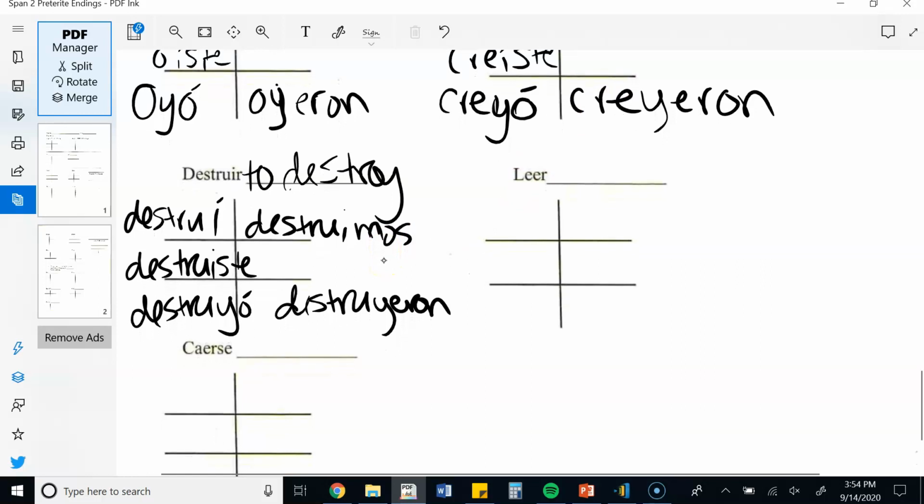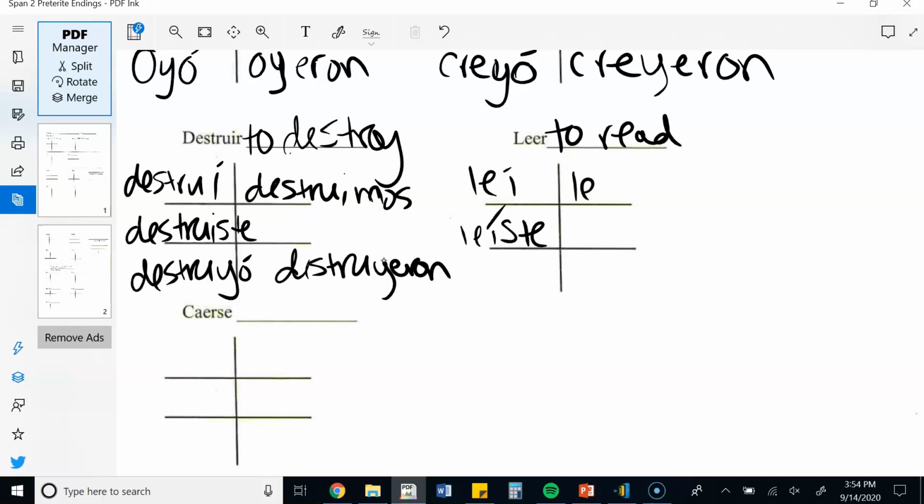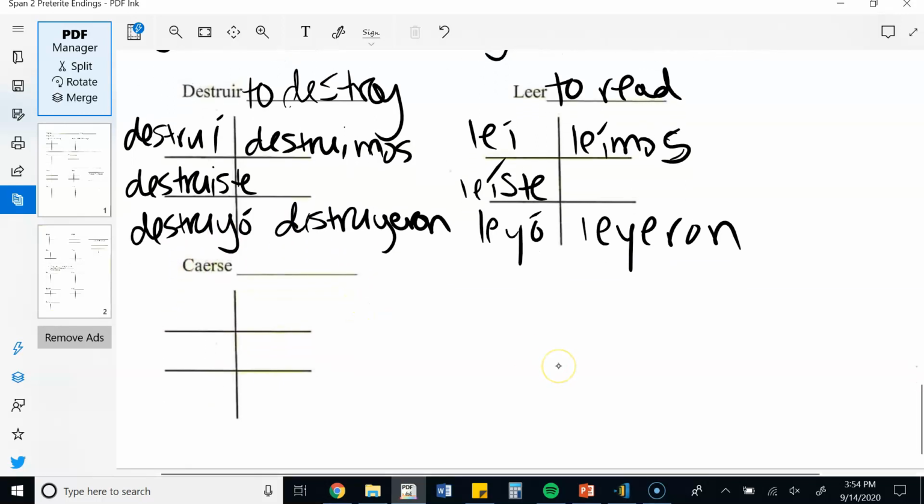All right, leer is similar to oír and creer. Let's fill it out together. To read. Drop my er, leí. Leíste, don't forget that accent. Leímos. Now I'm dealing with my I to Y's. Leyó. Leyeron. Ellos does not carry the accent. Why does the ellos not carry the accent? It's because it has three syllables. We don't need it. Leyeron.